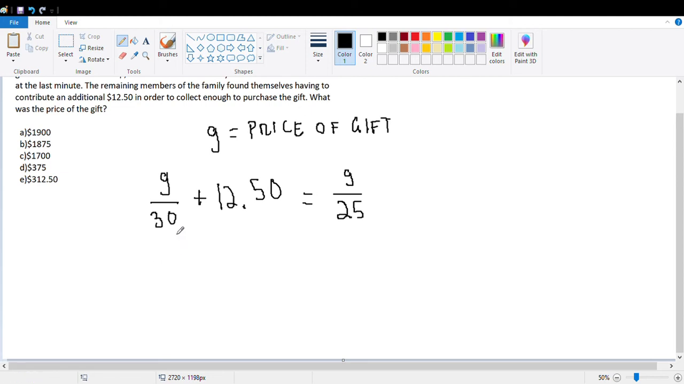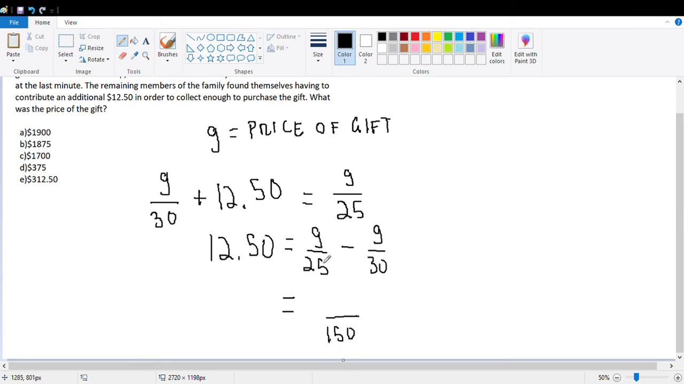I'm going to subtract G over 30 to the other side. We have 12.50 equals G over 25 minus G over 30. Again, like when we subtract fractions, we find the common denominator. The common denominator here is 150. What do we multiply 25 by to make it 150? We multiply it by 6. So therefore this G becomes 6G.